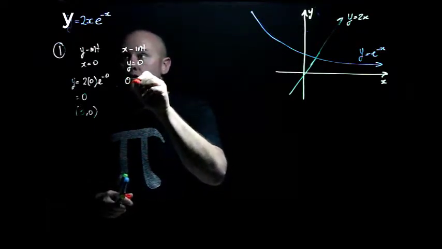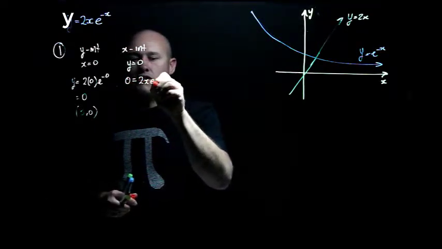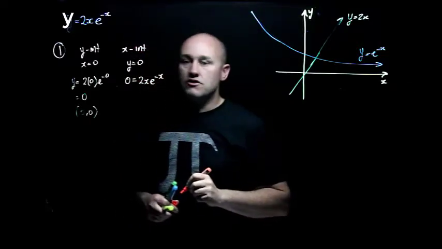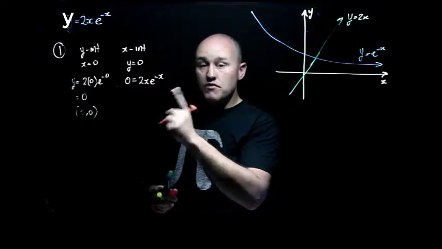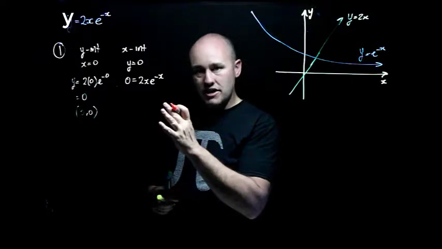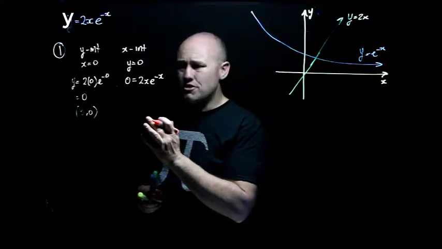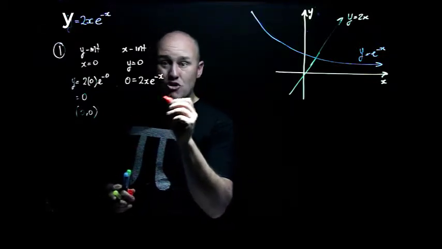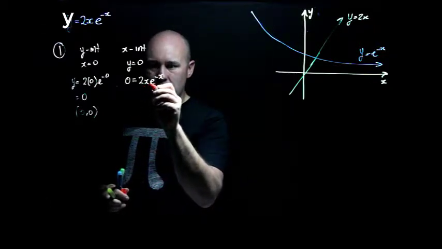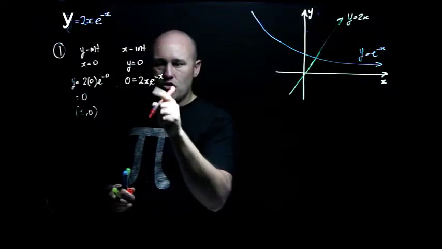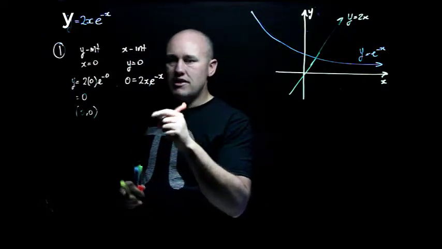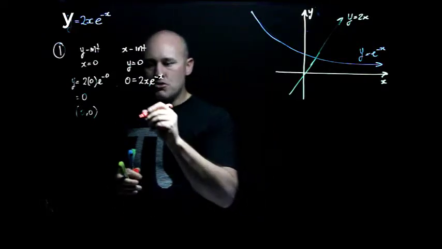I get 0 equals 2x e to the negative x, and I need to solve that. Now, you've done this type of thing before with the null factor theorem in quadratics. So we're going to use the null factor theorem here. I've got 3 things multiplied together essentially, but the 2 doesn't really matter. So I'm going to separate it about here. 2x times e to the negative x. For that to equal 0, one of those 2 things must be 0.